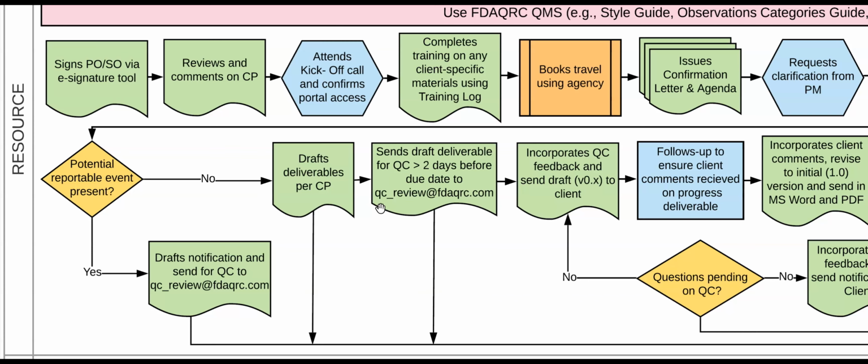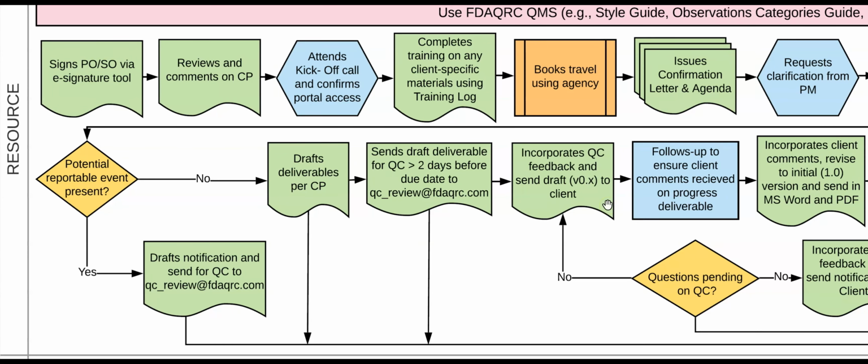With no further questions and/or clarifications needed, the resource would then provide the draft to the client no later than the due date. The draft deliverable should be saved in Microsoft Word format and numbered as a version 0.x. X stands for the number that would have been approved through the QC process with the reviewer at FDA QRC. Per your collaboration plan for the project, you would post the deliverable to either the FDA QR Sync portal or any other method decided upon and stated within your collaboration plan.